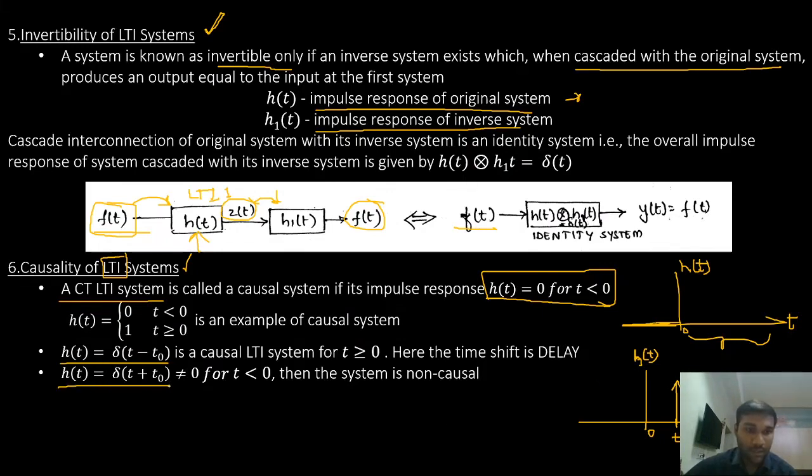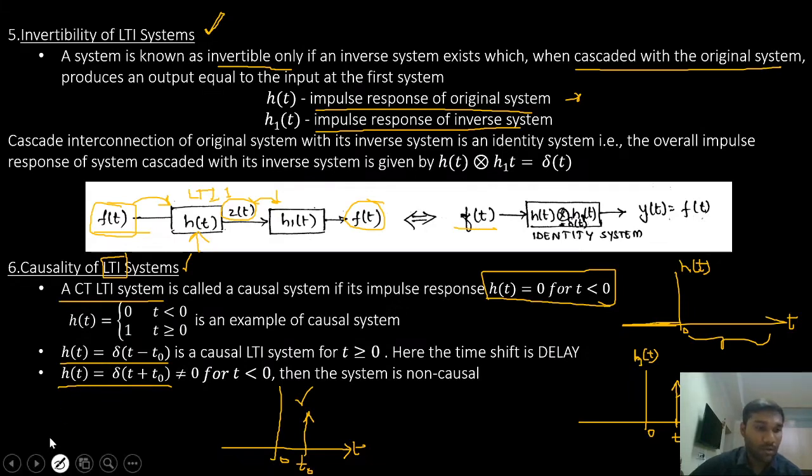If you look at this here, I don't think you can see this. Let me draw it here again. This is for h of t equal to delta t minus t naught. Delta t minus t naught is nothing but an impulse at t equal to t naught. Since it is on the positive side of t and all the values on the negative side of t are 0, this is a causal system.